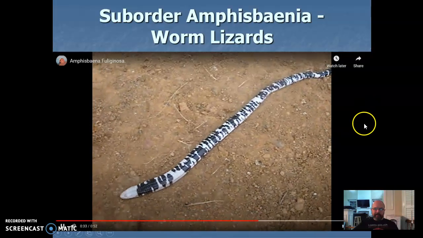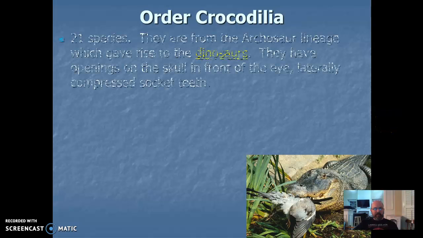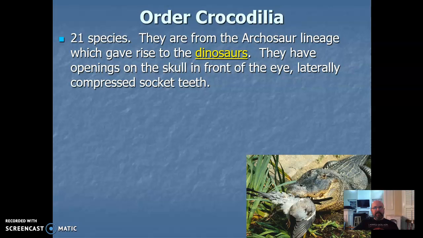All right, so now let's look at order Crocodilia. I also mentioned that crocodiles, the crocodilians specifically for the group, crocodiles being one member of order Crocodilia, were around during the time of the dinosaurs. There are 21 species of crocodilians that we know today.